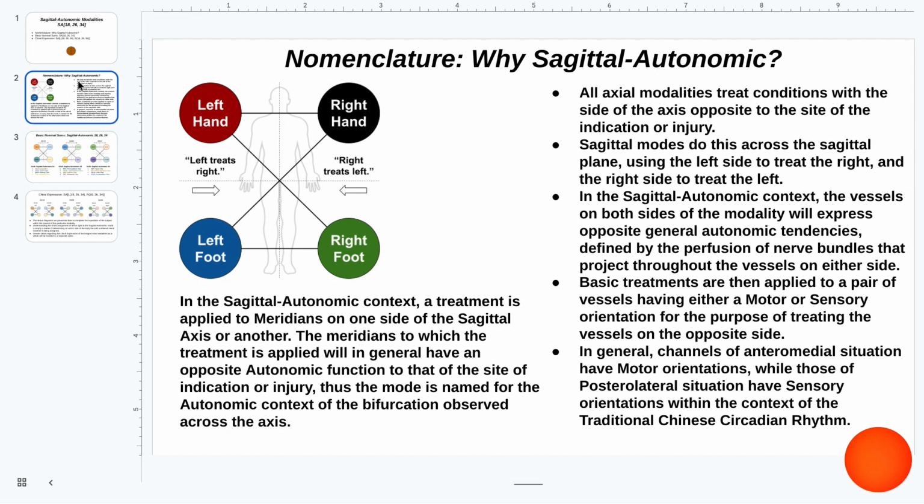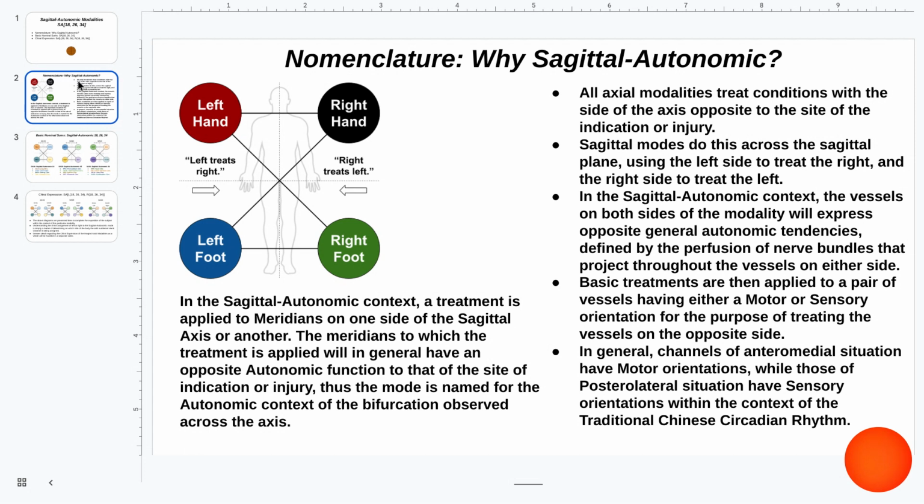For the purpose of reinforcing the academic values given, a reading of the description behind the motives for the nomenclature will be provided here. The caption for the diagram found on the lower left-hand side reads as follows. In the sagittal-autonomic context, a treatment is applied to meridians on one side of the sagittal axis or another. The meridians to which the treatment is applied will in general have an opposite autonomic function to that of the site of the indication or injury. Thus, the mode is named for the autonomic context of the bifurcation observed across the axis.